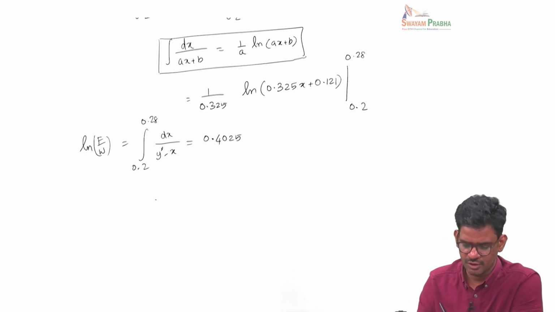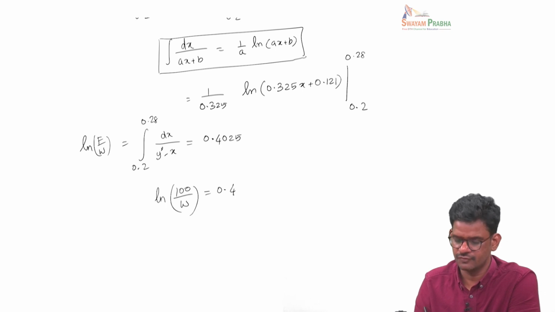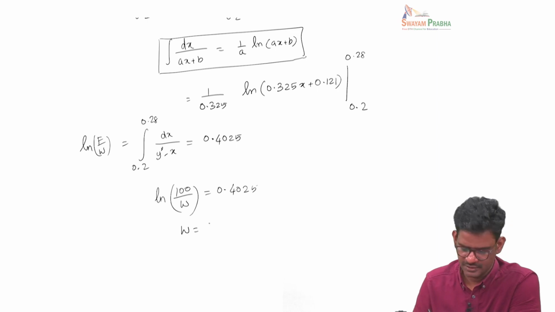And we know that in this problem F is 100 moles, W is something that we want to find out, and this is equal to 0.4025, and from here you can solve for W. I will get 66.86 moles.